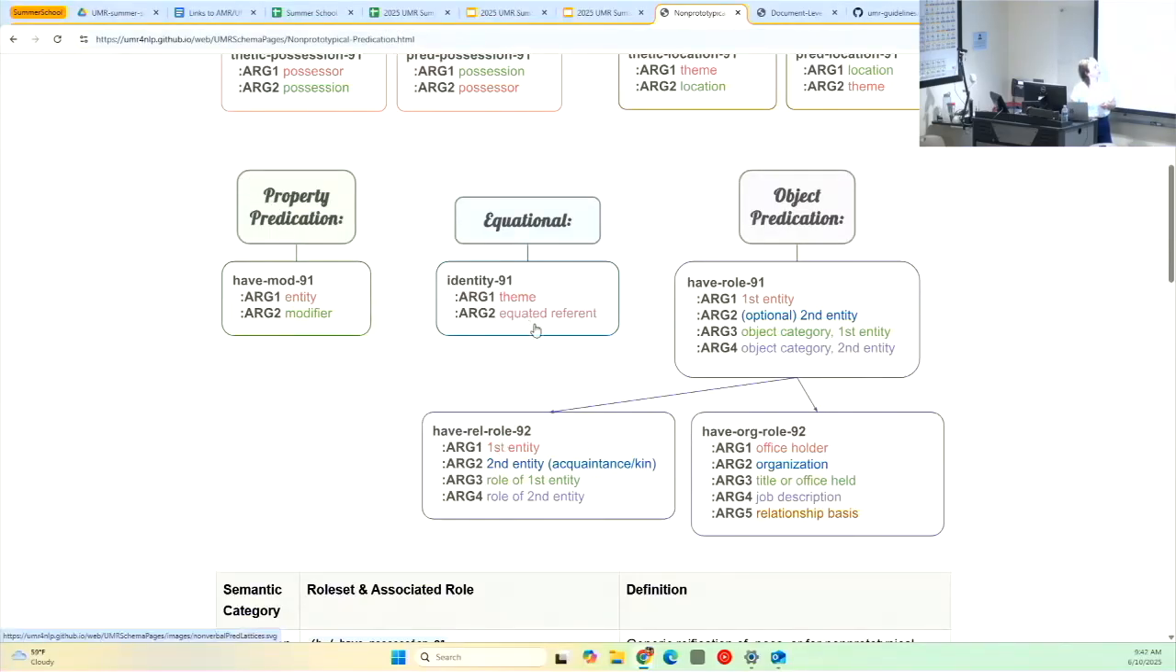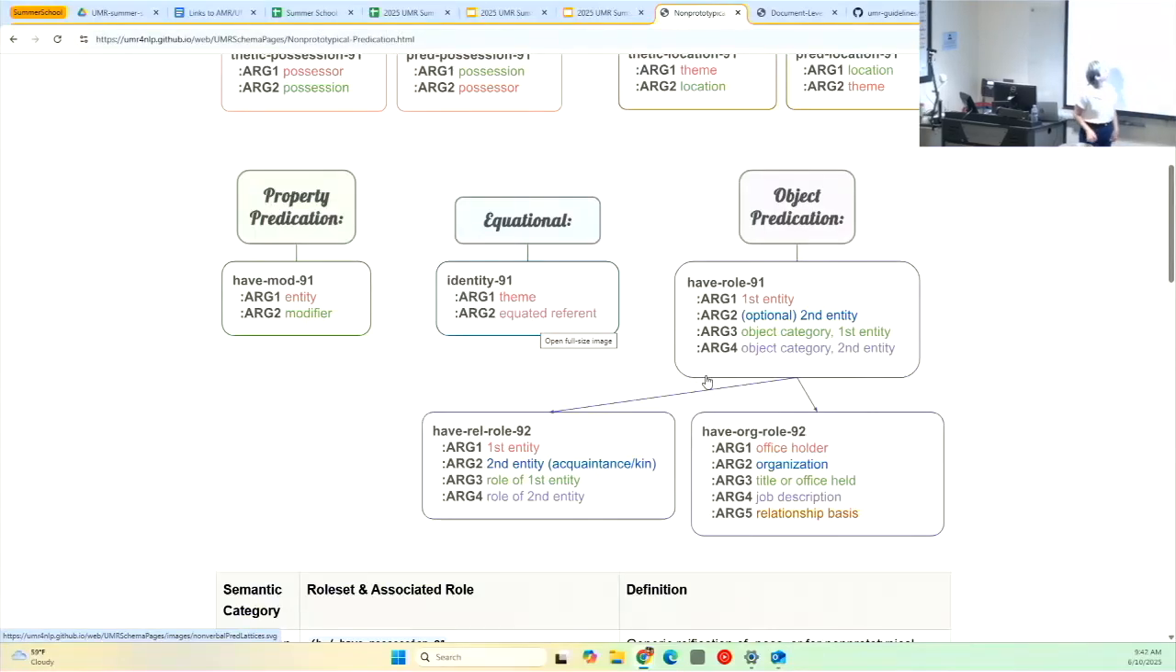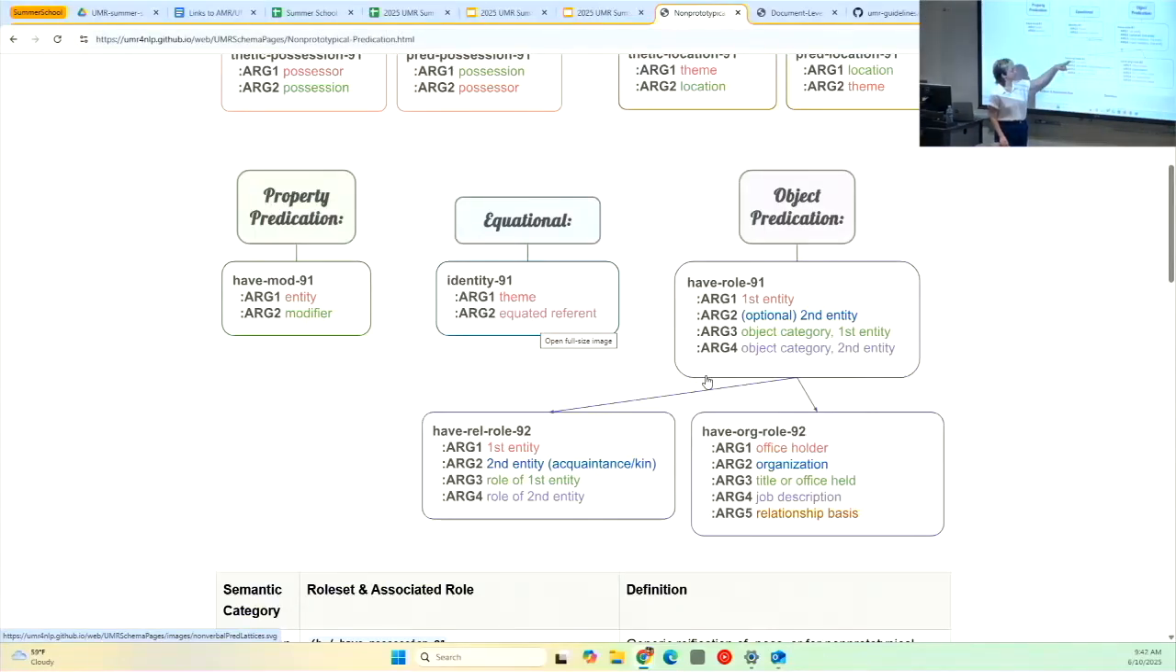Equational, so these are identity relations, just pure equivalence. And then object predication, so these two are from UMR. We've changed the number because we've changed the number to argument. They used to start at 0 and now they start at 1. But yeah, have rule 91 is the more general version. Most of the time you don't have this optional second entity.